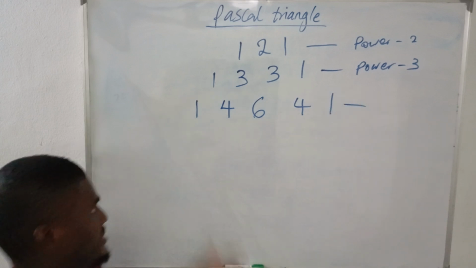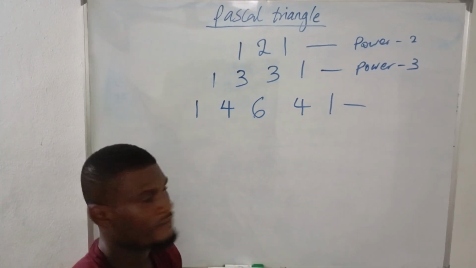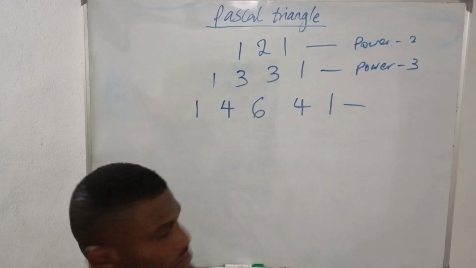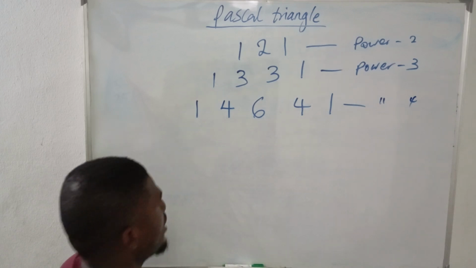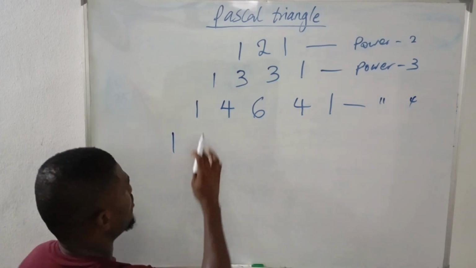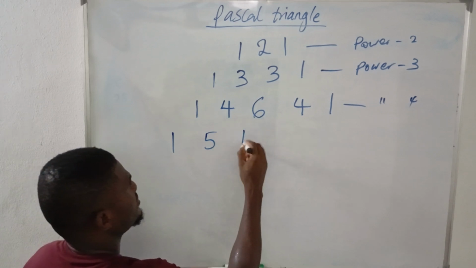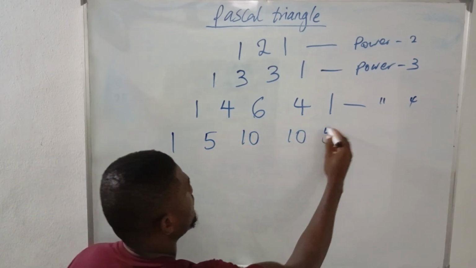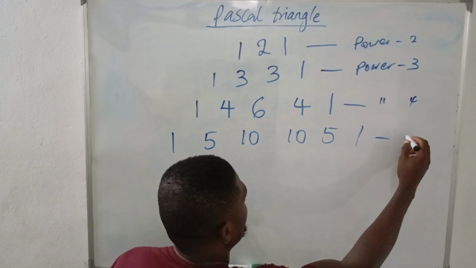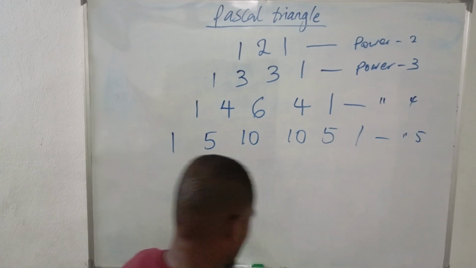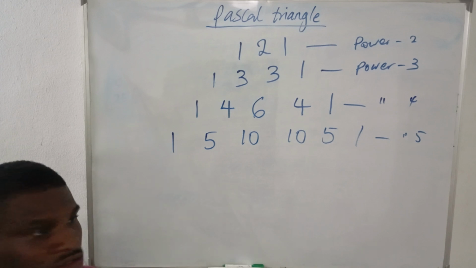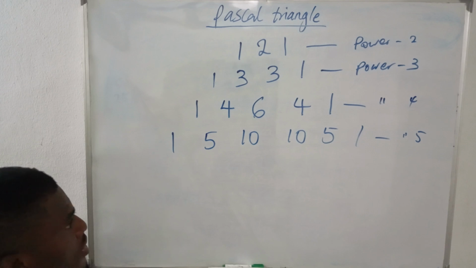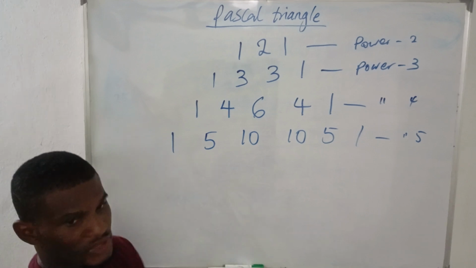So what do we observe? We start with 1 and we end with 1, and then we add in between. So this is for the power of 4, and you continue that way. For the power of 5, this will be 1, 5, 10, 10, 5, 1. That's for the power of 5. You can try for the power of 6 and 7, and drop the answers in the comment section. Okay, so you're done with this.